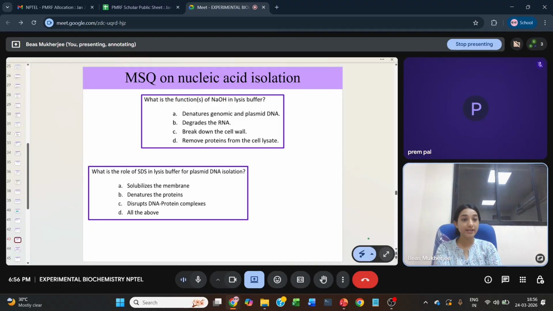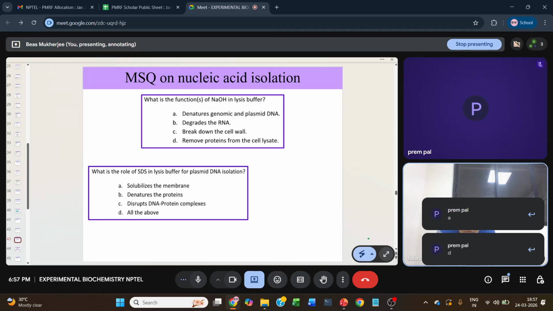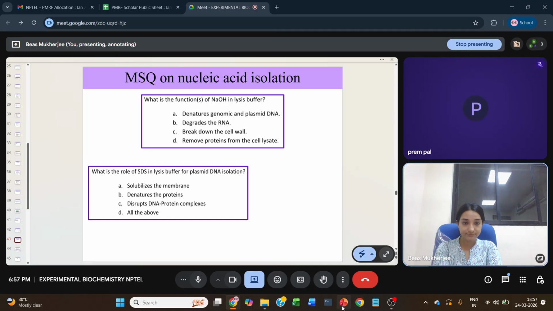What is the function of NaOH? It does a lot of things. Try to recall. What is the role of SDS in lysis buffer? This is very straightforward. A, okay, and D. For the second question, it is D. That is correct. But for the first one, it is A, C, and D.